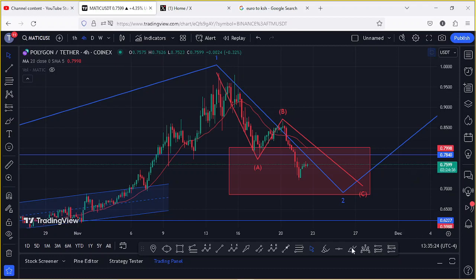At the time of this recording, Matic is holding below the 20-day MA here on the 4-hour chart, which is now acting as resistance for us to continue gearing up. We have also lost a significant area of support at around the $0.78 mark, which is now acting as resistance for us to continue gearing up.